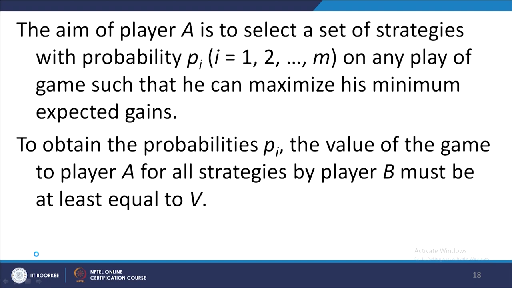Now, the aim of the player A is to select a set of strategies with the probabilities pi, where i goes from 1 up to m, on any play of the game such that he can maximize his minimum expected gains. This is what we have been doing till now. Now, in order to obtain the probabilities, the value of the game to the player A for all strategies by player B must be at least equal to V. So, it is the other way around for B as compared to player A.